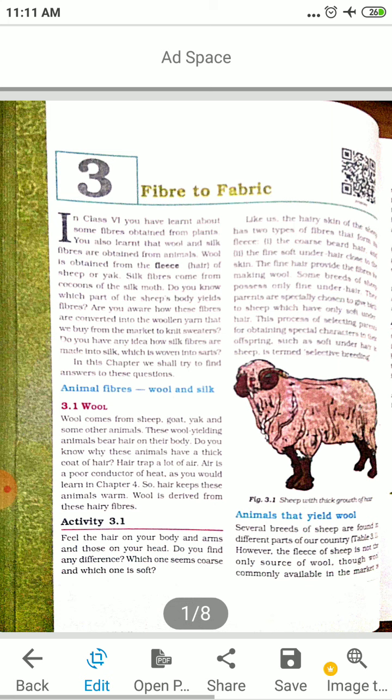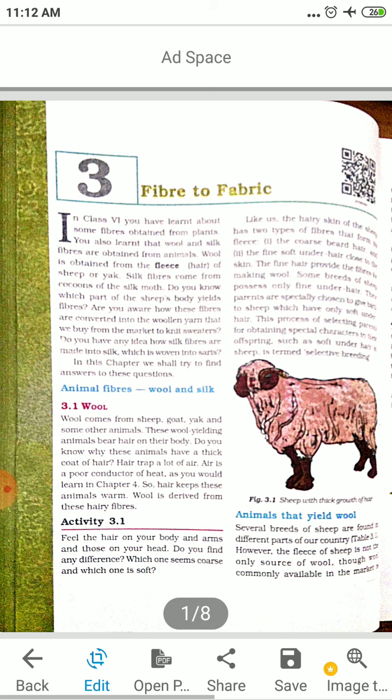Okay, fiber to fabric. Now when you are in 6th standard, you have learned that there are 2 types of fiber. One is the natural fiber that comes from plants and animals, and the other is the synthetic fiber. Okay, in class 6 you have learned about some fibers obtained from plants. You also learned that wool and silk fibers are obtained from animals.